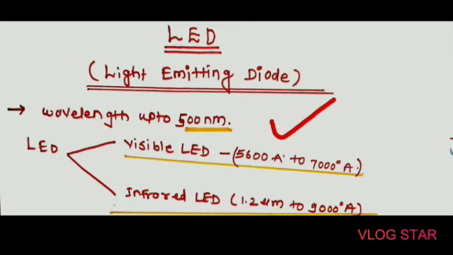These LEDs are divided into two groups. The first is visible LED and the second is infrared LED. The visible LED emits light in the visible spectrum, which generally ranges from 5600 angstrom to 7000 angstrom, while infrared LEDs emit light in the infrared region, which generally ranges from 1.2 micrometer to 9000 angstrom.